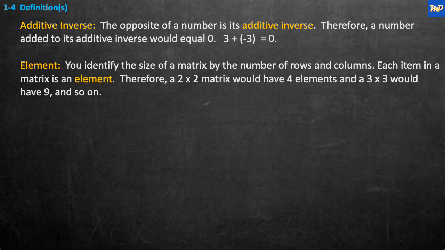An element. You identify the size of a matrix by the number of rows and columns. Each item in the matrix is an element. Therefore, a 2 by 2 matrix would have 4 elements, and a 3 by 3 would have 9, and so on.